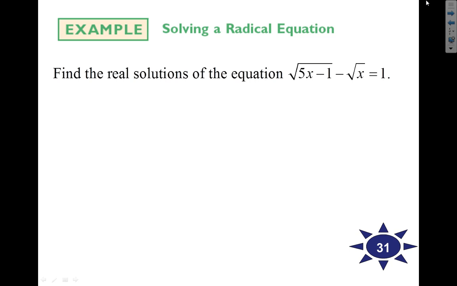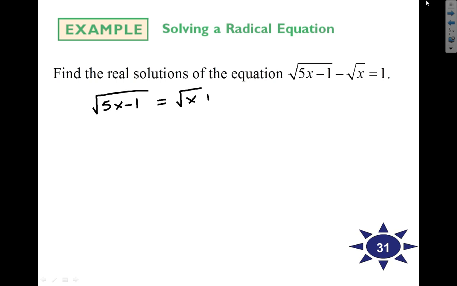Okay, now what happens if we are adding or subtracting radicals from each other? This gets a little tougher. This is going to be a two-parter. You're going to have to square twice because there's two radicals here. All right, so what I'm going to recommend is get the more complicated radical. And this one, the more complicated is going to be the square root of 5x minus 1, just because it has two parts. Get that on one side, get everything else on the other.